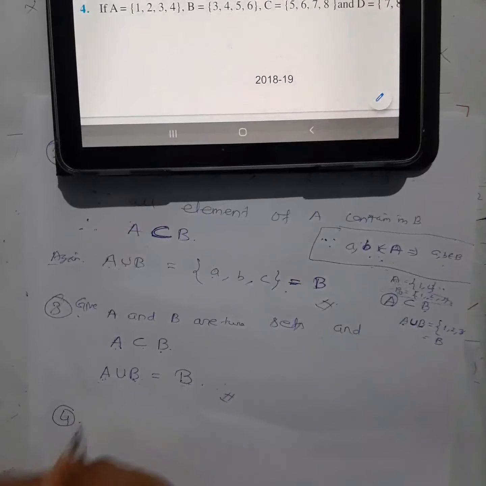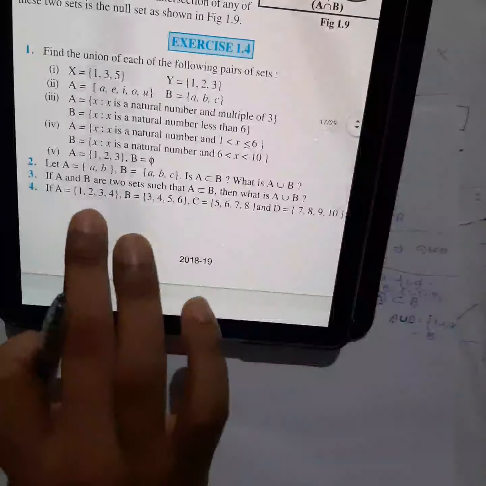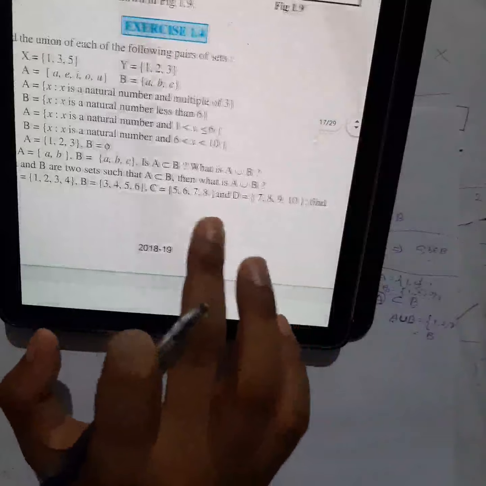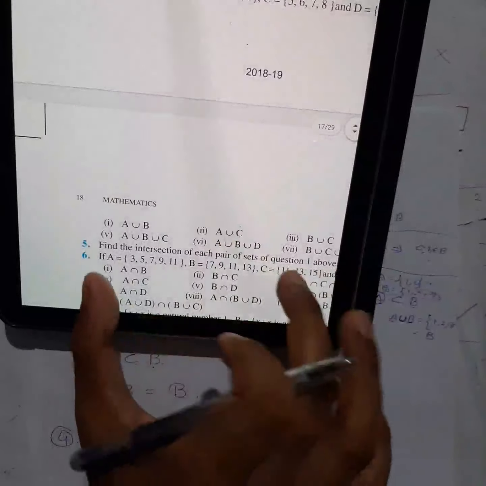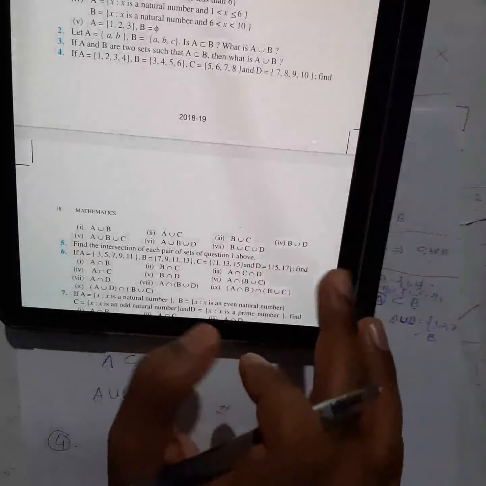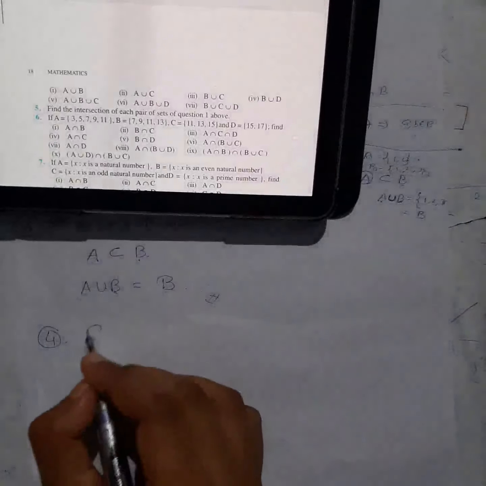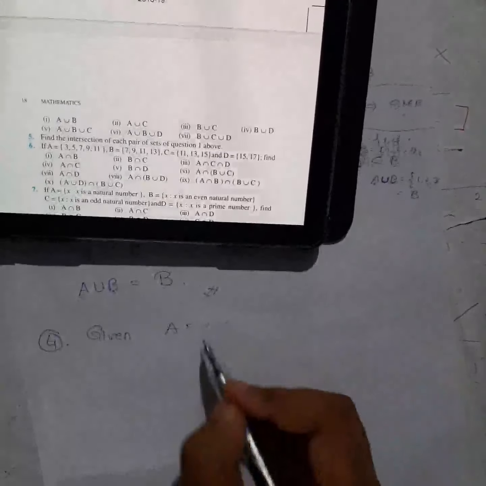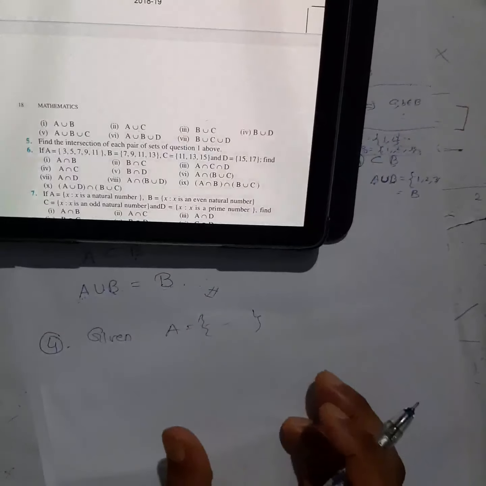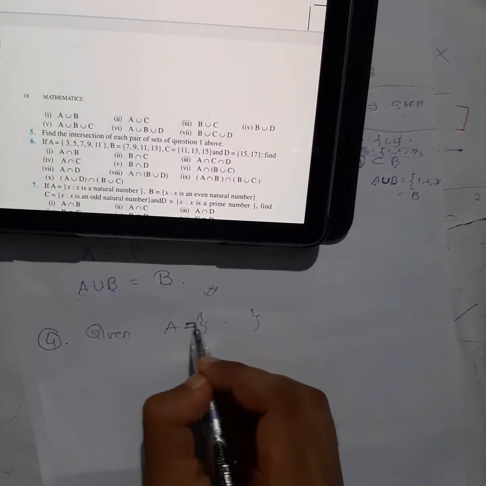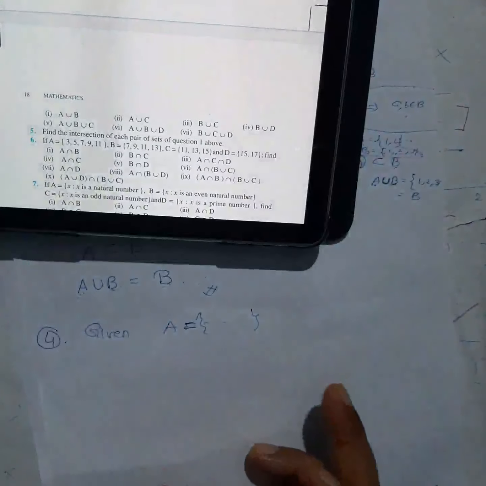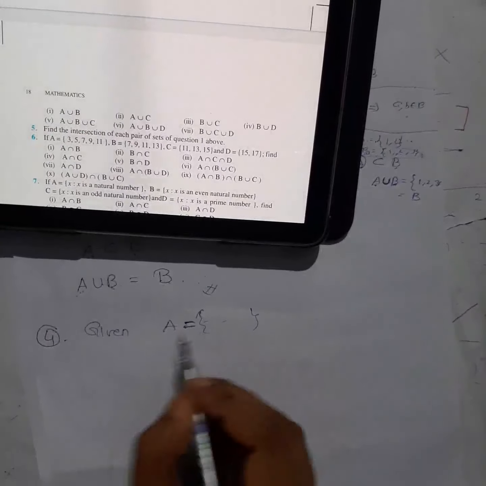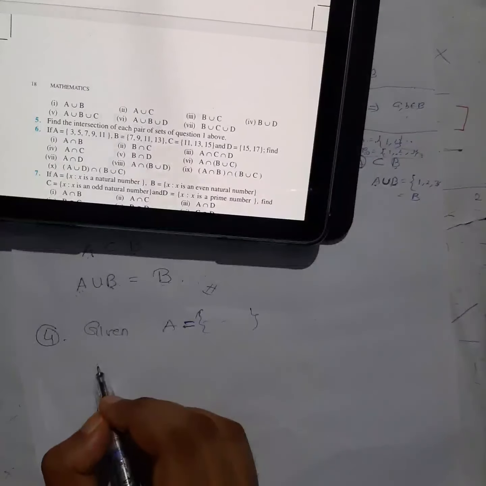Clear? Number 4. A is equal to this, B equal to this, I hope you can see. Number 4, they have given A equal to this, B equal to this set, C equal to this, D equal to this. Fine. Many questions are there now: A union B, A union C, and so on. You would write down everything first. I'm not writing it because the video would get more lengthy. I'm trying to make it in a short interval of time and cover more questions, so let's directly do the question.